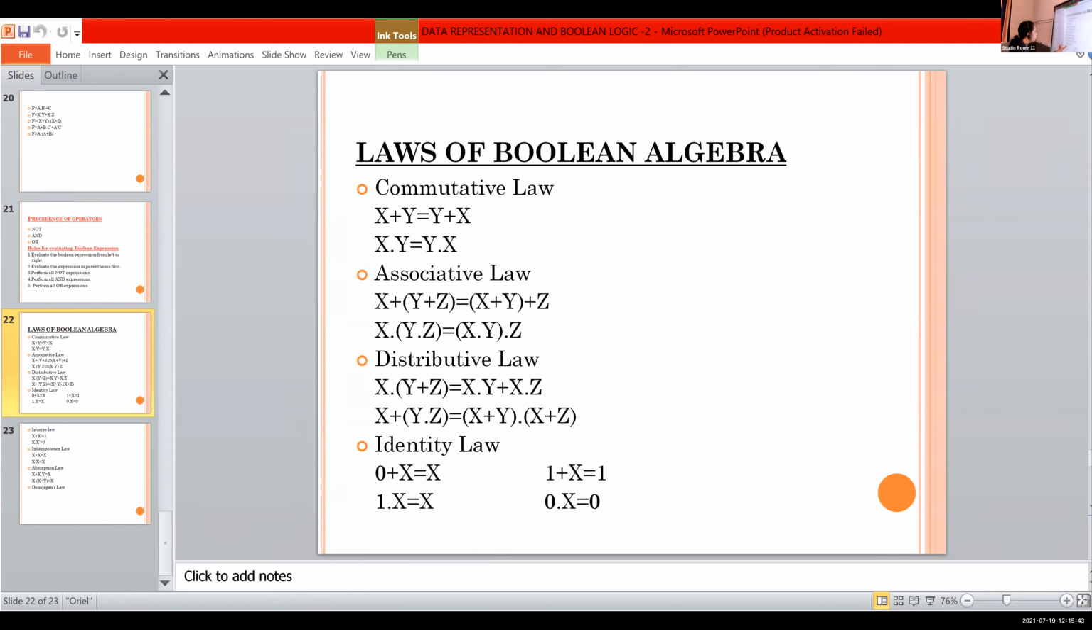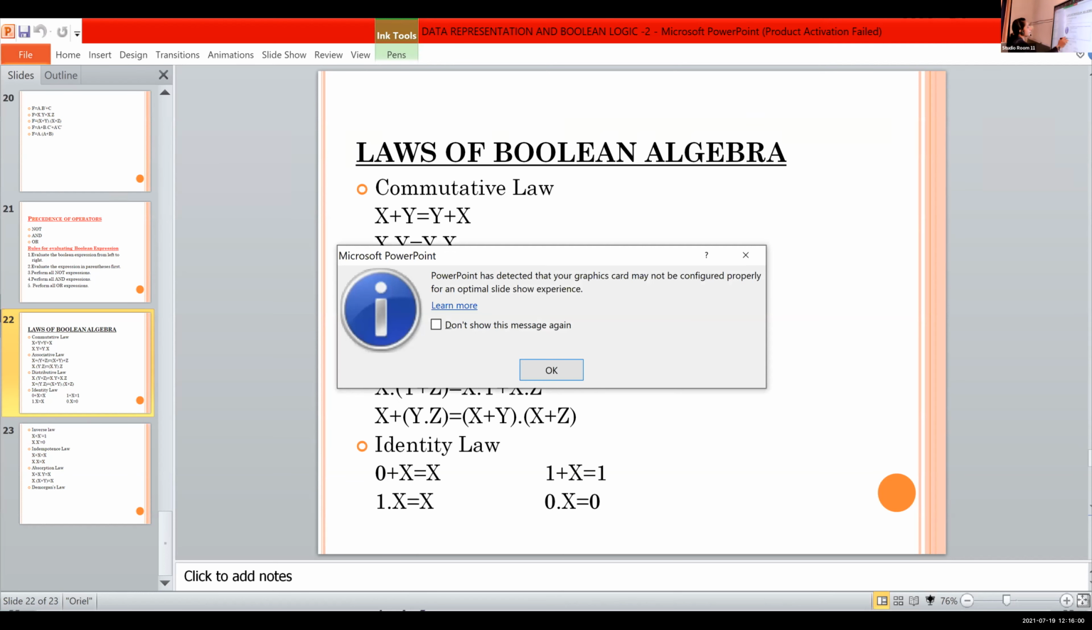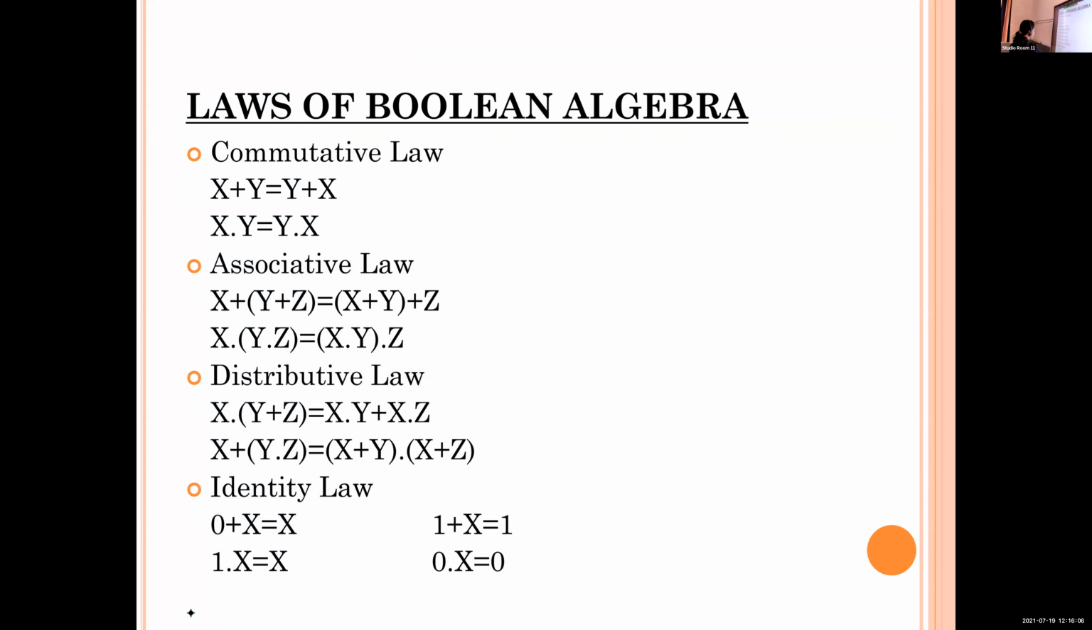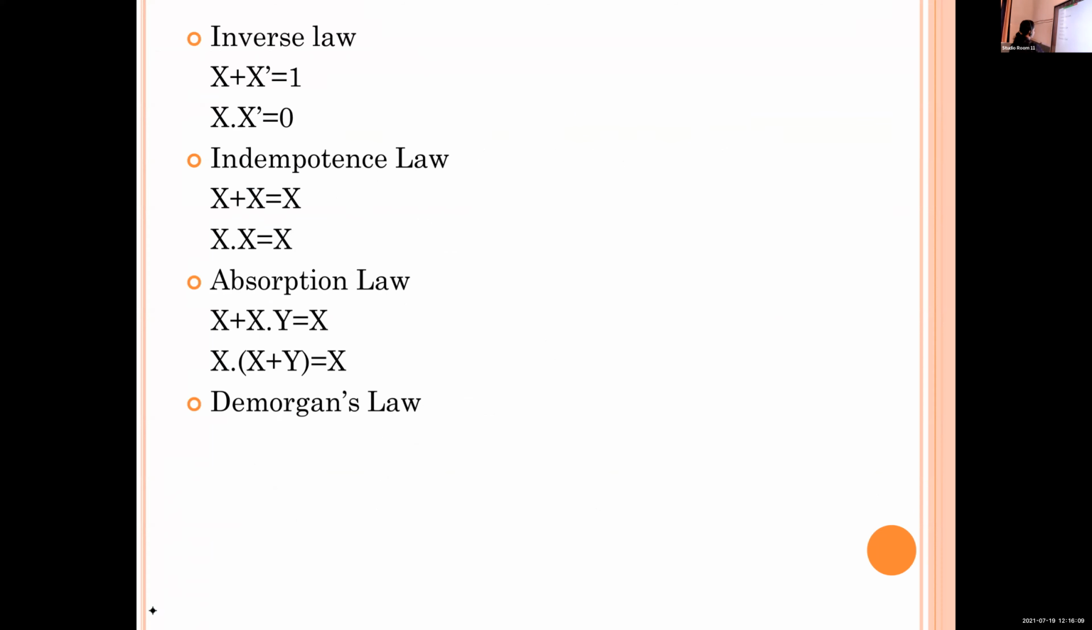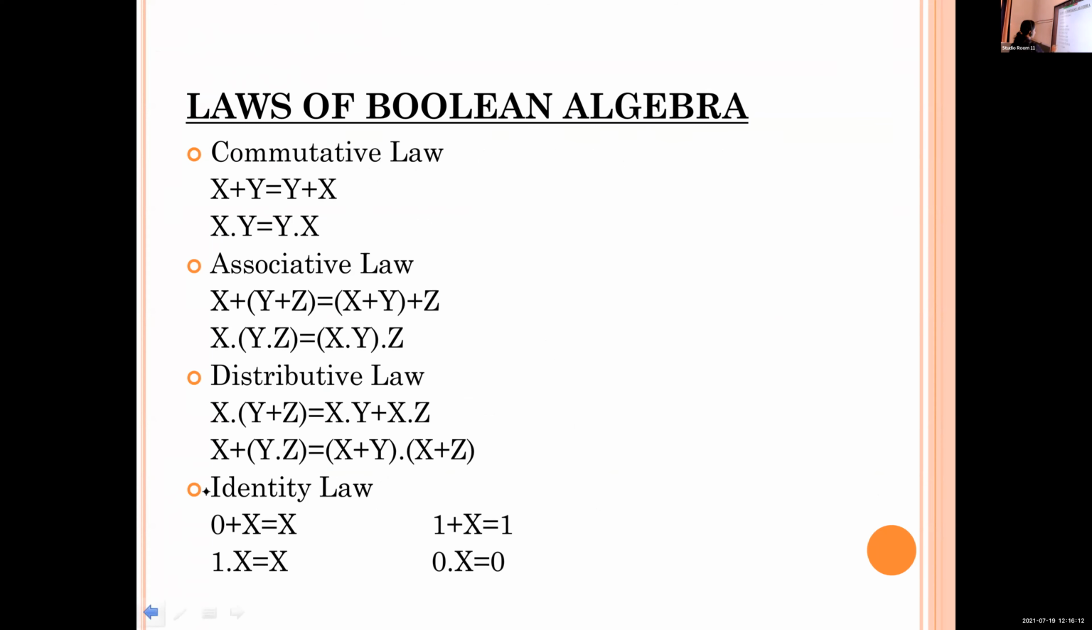Basically, the identity law is 0 plus X is equal to X and 1 dot X is equal to X. But we are just adding these two also. We need this section for our De Morgan's law evaluation. So we are adding, with this identity law, 1 plus X is equal to 1 and 0 dot X is equal to 0.